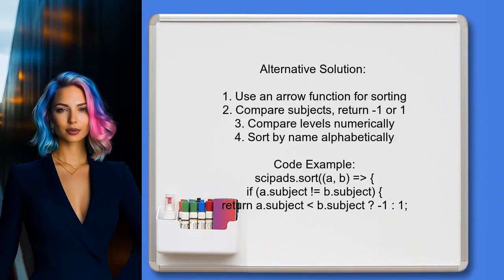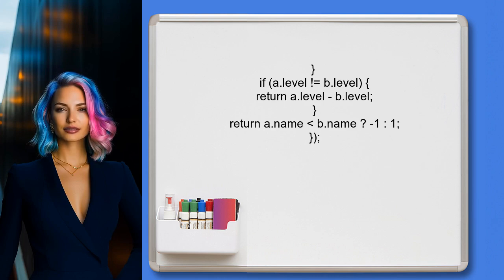An alternative solution provided by another user suggests that the comparison function should return an integer. They recommend using a concise arrow function for sorting. First, it checks if the subjects are different, returning -1 or 1 based on their order. If the subjects are the same, it then compares the levels numerically. Finally, if both the subject and level are equal, it sorts by name alphabetically.